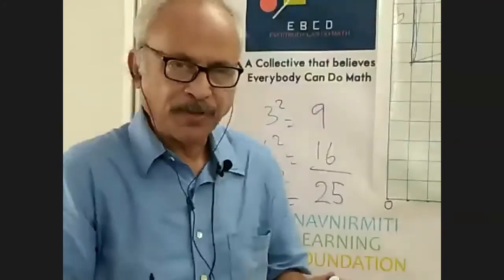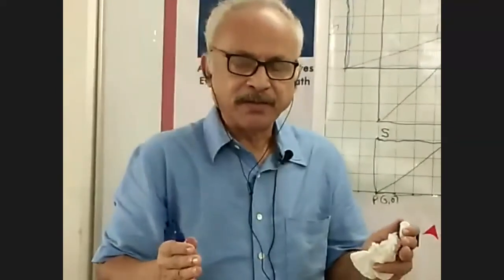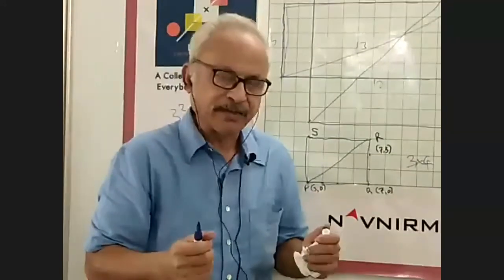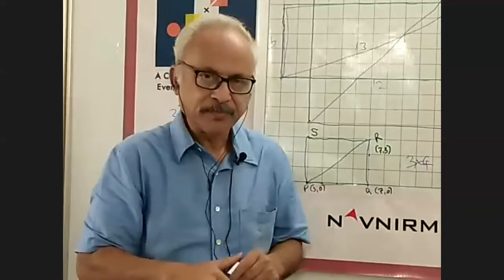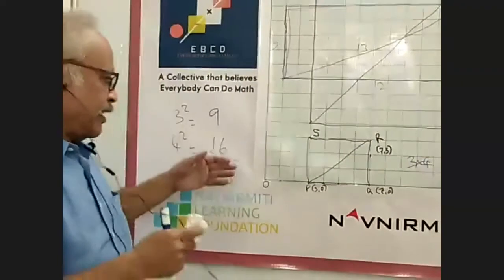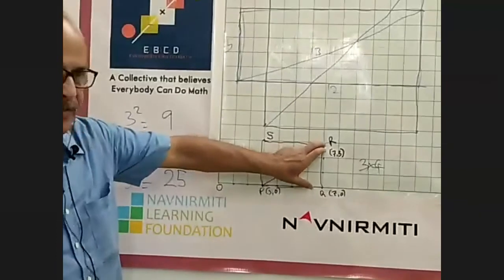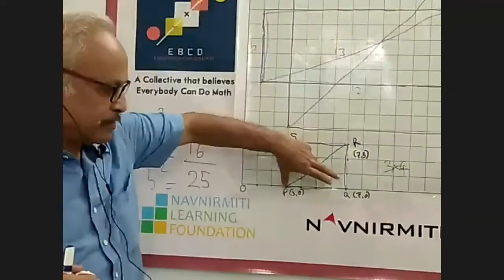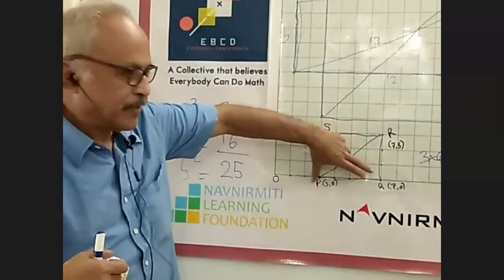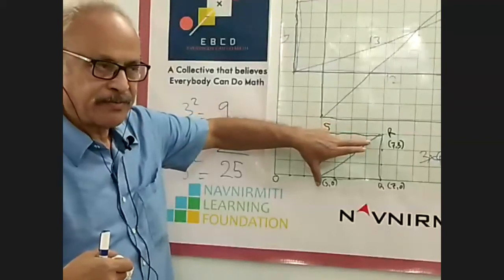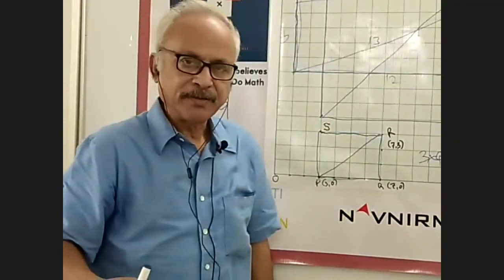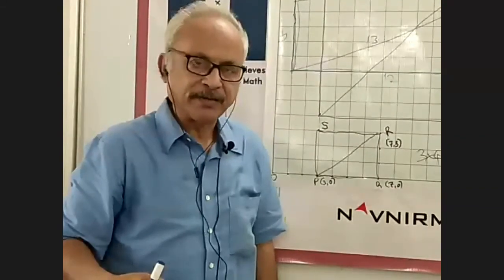So there is a relationship between the square of the diagonal and the squares of the sides of the rectangle. What is that relationship? I calculate the square of one side, I calculate the square of the other side, and I add the two squares. I get the square of the diagonal, c squared, in a rectangle.